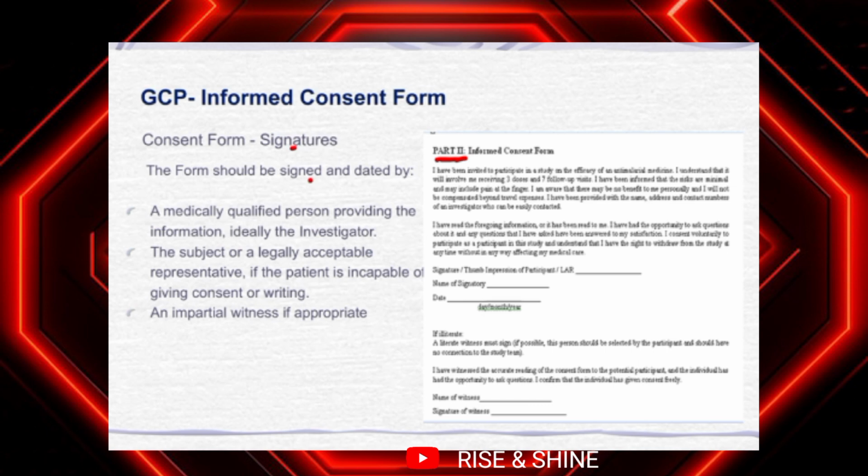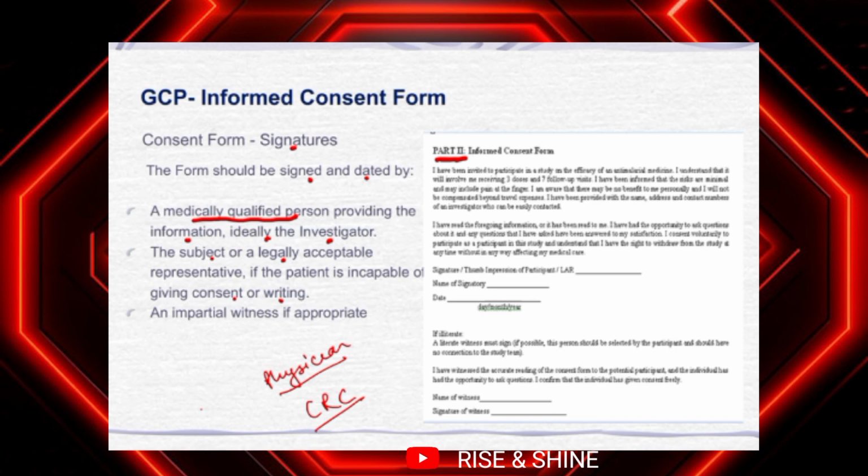Consent form signatures. The form should be signed and dated by a medically qualified person who provided the information, ideally the investigator. Although the CRC facilitated the process, someone must have checked that person for their vitals from a medical perspective, so a physician, or if the investigator is a physician, they will also be signing. The subject and the legally acceptable representative, if the patient is incapable of giving informed consent in writing, then the legally acceptable representative should also be signing.